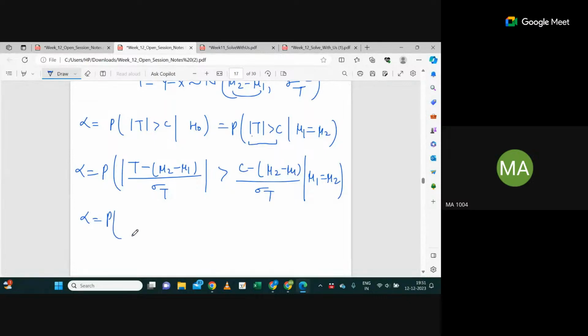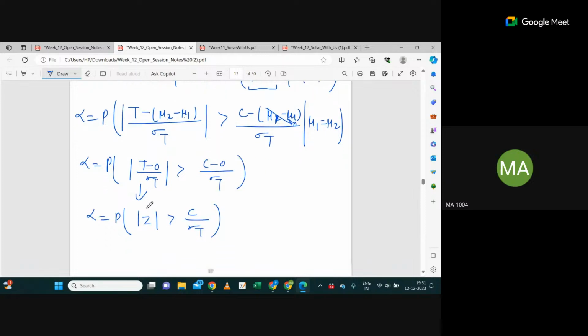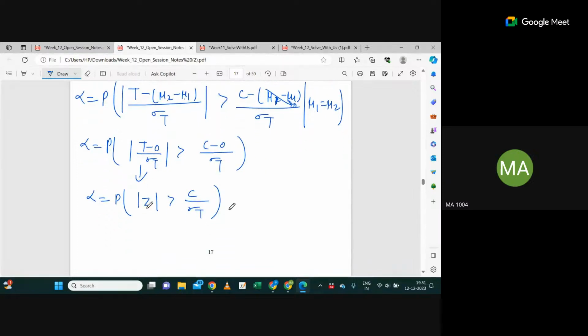Now under H0 mu1 is equal to mu2. If you put mu1 equal to mu2, that means it will be t minus 0 divided by sigma t, right? Greater than c minus, this part will be 0. If you put mu1 in place of mu2, you will get 0, right? C minus 0 divided by sigma t, yes or no? So alpha will be probability that modulus of Z greater than c by sigma t. This will be your standard normal variable, right? So far so good.